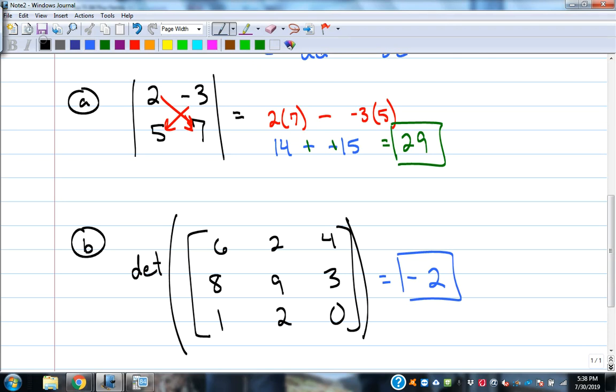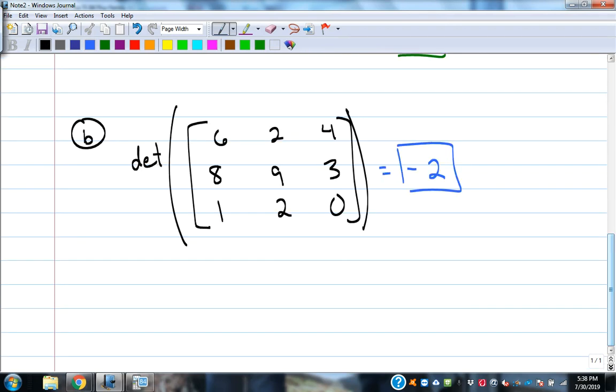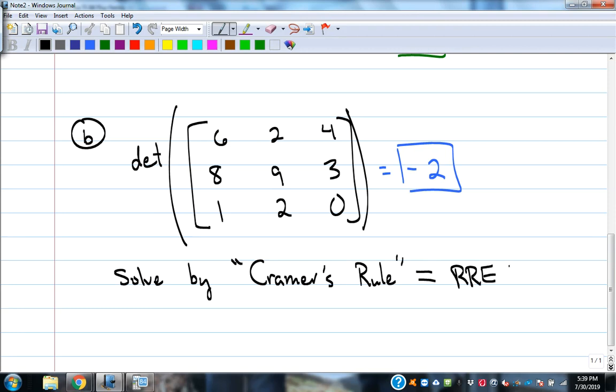I will tell you the name of the rule for solving. You can solve by what's called Cramer's Rule. That's the name of the rule that uses determinants. We don't have to do that. We can use RREF. This is the same thing as RREF. It gets you the same answer on a system of equations. I'm not even going to show you what Cramer's Rule is.